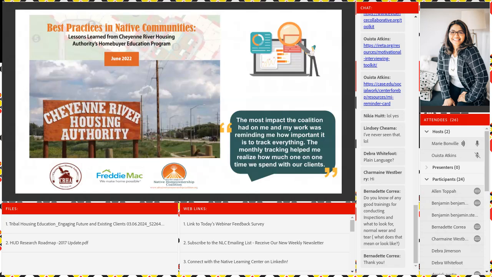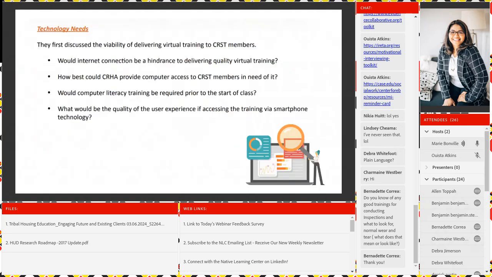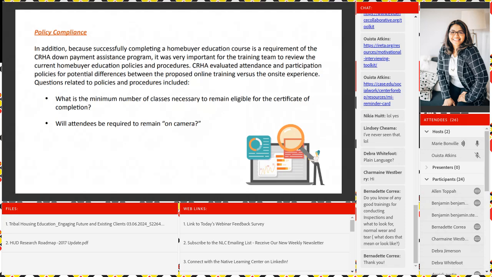I make sure that they acknowledge the body of work that they've done. We actually came up with what's called the best practices. We had some funders that came through, and they actually helped me with creating a best practice for other communities. This was their needs assessment, as I mentioned. And we evaluated technology needs, policy compliance, right?